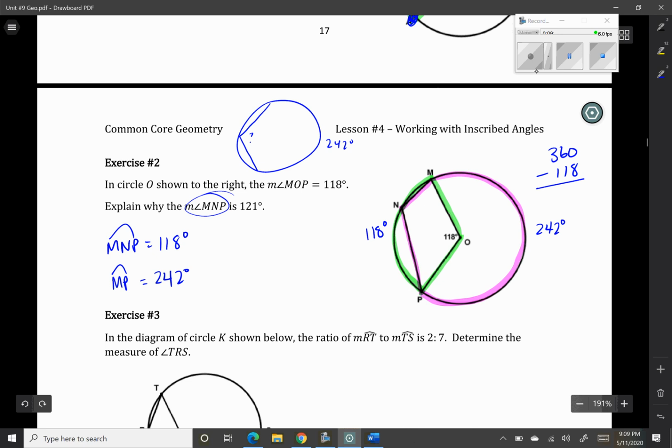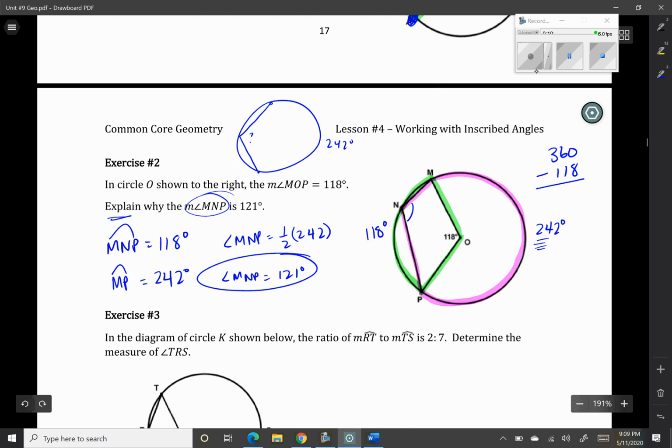I want to know, well, what's that angle here, right? So we're talking just about this part of the picture. Ignore what's in green. Well, if I do that, I know that the inscribed angle here is going to be half of whatever this arc is, 242. So I could say angle MNP is equal to half of 242. So angle MNP is equal to 121 degrees.